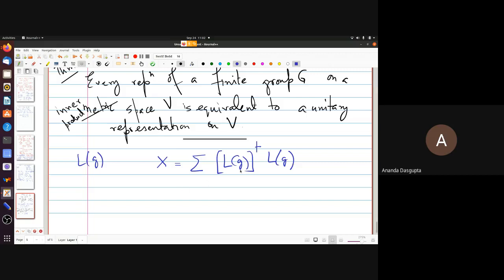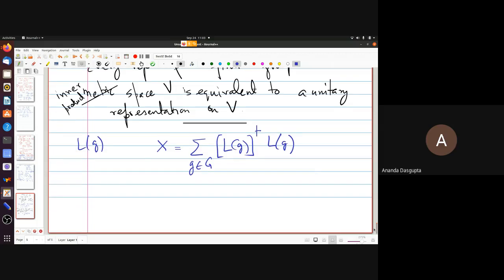You take the operator LG dagger LG and sum up over all possible G. By the way, this sum is of course perfectly well defined in the standard sense of the word. Operators can be added together. And this gives you a new operator X. Now this operator X has certain very special properties. One of them, of course, is this, right? I hope everybody can see that.